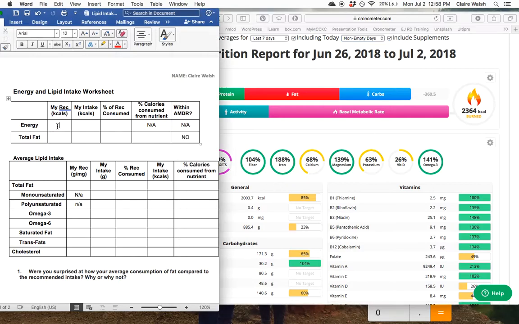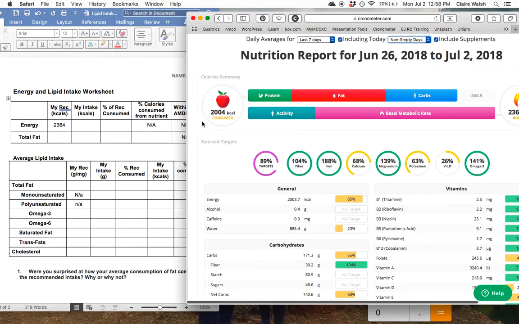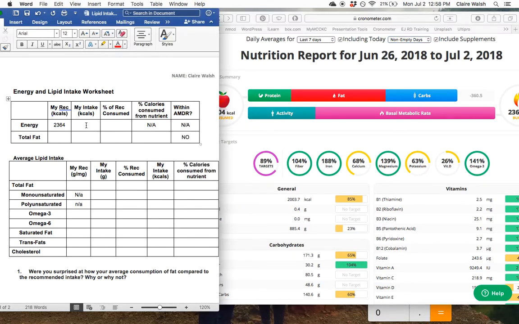So my recommended intake is 2,364 calories. My actual intake, average over the 3 days that I did my journal, is 2,004 calories, which you can see right here and also right here. If you see in this list 2003.7, I do not care about 0.7 of a calorie. Go ahead and round that. So I'm going to put 2,004 calories in here.